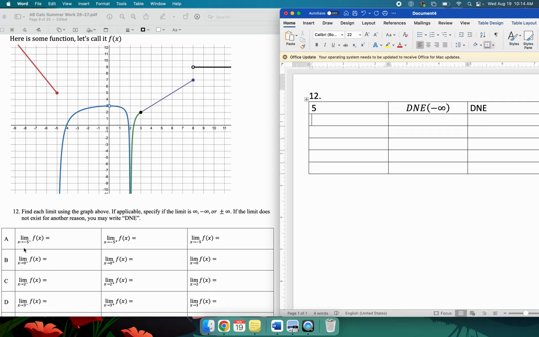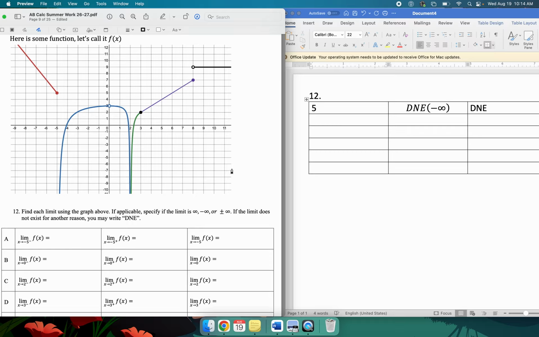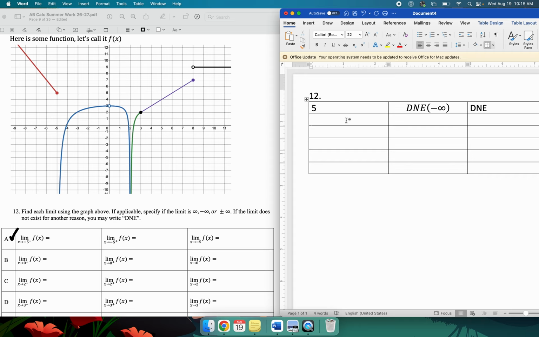Okay, now we're doing B. So we're done with this guy. B. Limit as x approaches 0 from the left. So we're asking what's happening to the y values of the function as x approaches 0 from the left. Looks like it's approaching 3. Great. Okay. How about the limit as x approaches 0 from the right? Well, if x approaches 0 from the right, the y values are also approaching 3. So cool. So this is also 3.